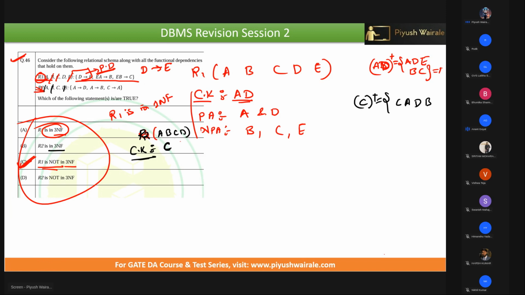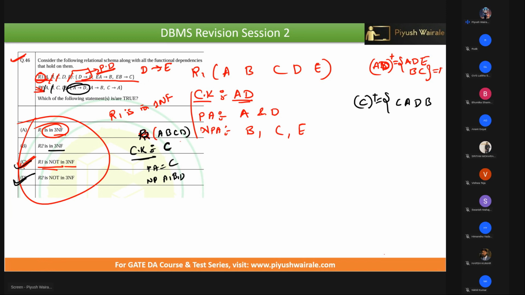Not in 3NF because we have a non-prime determining another non-prime. Yes. So the prime attribute is C, and the non-prime attributes are A, B, and D. You can see NPA determining NPA. It's a transitive dependency. It is not in 3NF. So C and D are the correct answers here.